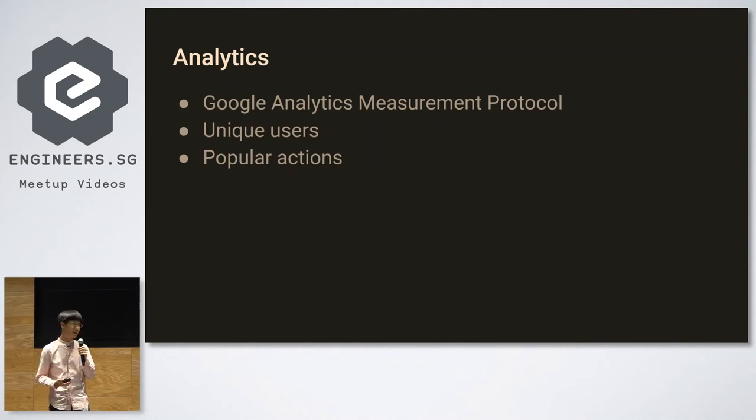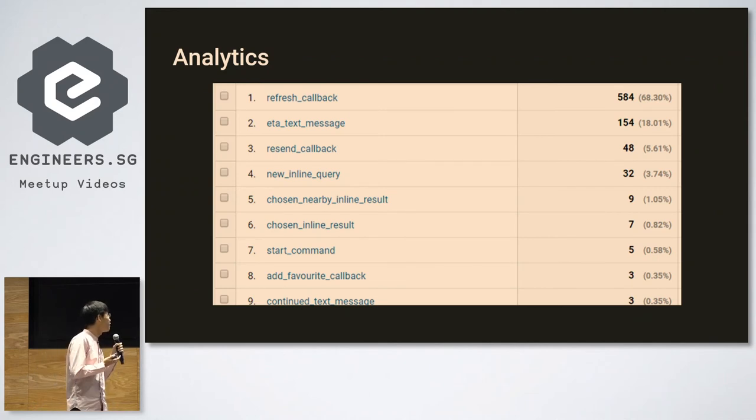Similarly, my application uses the Google Analytics measurement protocol, which is for recording custom events. Normally, you will have a tracking script on a website, but the measurement protocol lets you record any sort of events you want. And I use it to track both unique users and the popular actions. This screenshot is from my analytics dashboard, and it tells me that close to 70% of all requests to my bot are actually to refresh the ETA. If you remember, there was the message that you can hit refresh on and it updates the ETA. That's what most users spend their time doing.